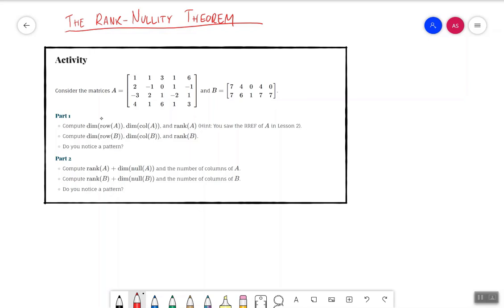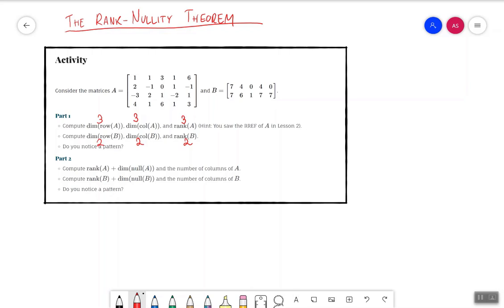First of all, you will have found that the dimension of the row space of A is 3, the dimension of the column space of A is 3, and the rank of A is also 3. You would have also found that the dimension of the row space of B is 2, the dimension of the column space of B is 2, and the rank of B is 2.